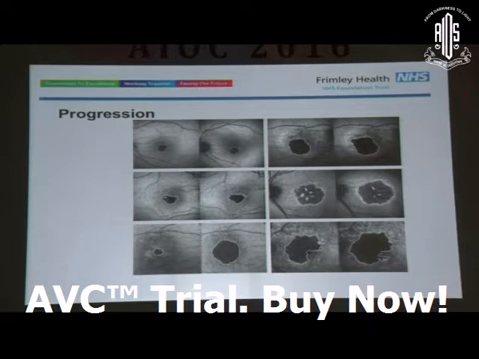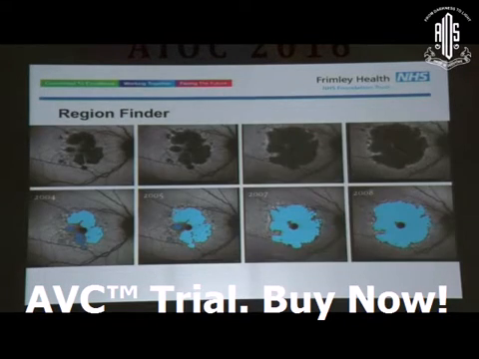Like I said, the progression of geographic atrophy can be measured, and the best way of doing that is using Region Finder. So if you have your confocal scanning laser imaging technique like with the Heidelberg Spectralis machine, you can actually use Region Finder to measure the area of geographic atrophy, and that gives you a really good idea about the progression of the disease.